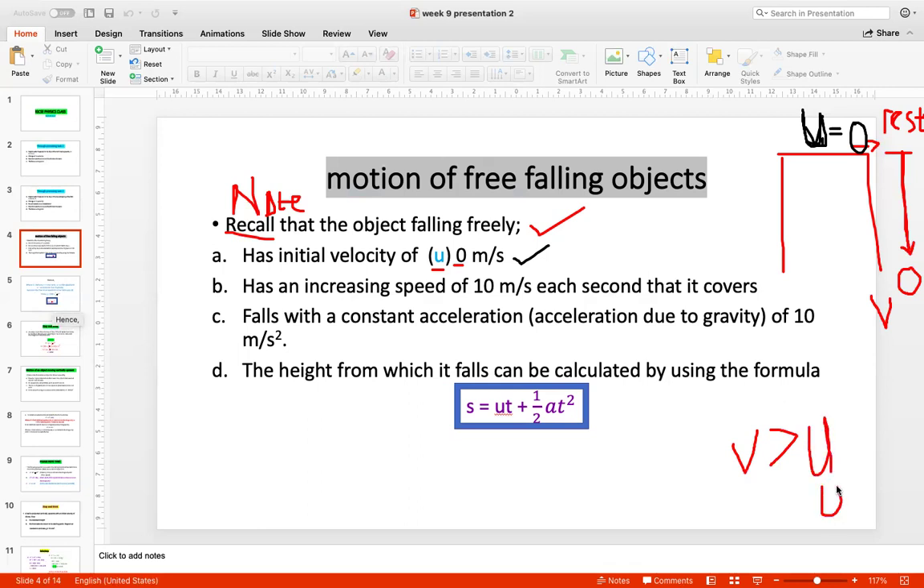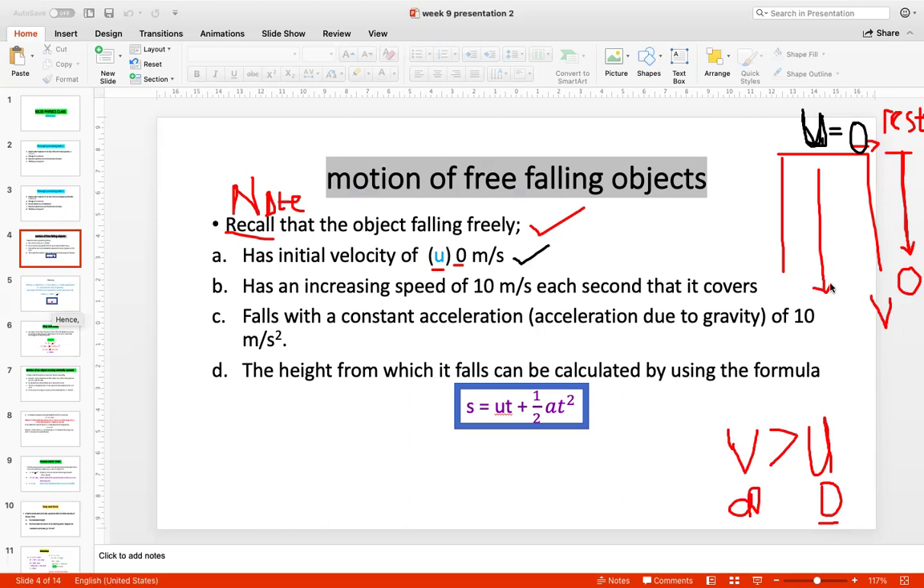In practical terms, the final velocity for a free fall is always greater than the initial. Why? Because the initial is always 0. The object was not moving. For as long as this object is moving, we are going to have some positive value of velocity, and that's why we're saying its value is bigger than 0.